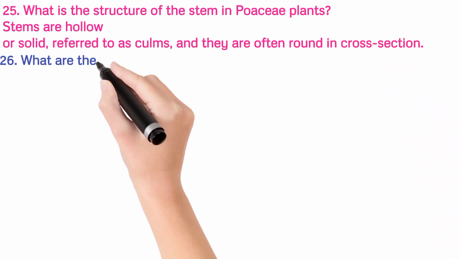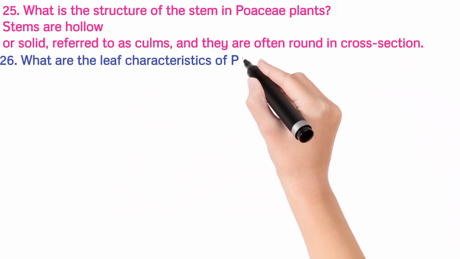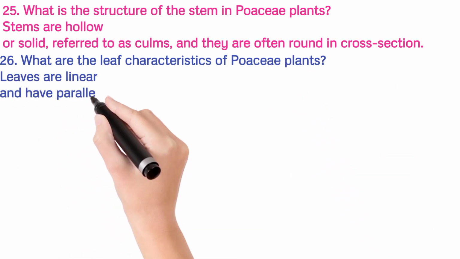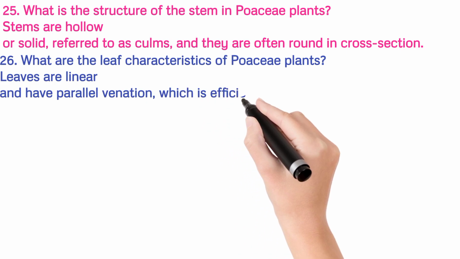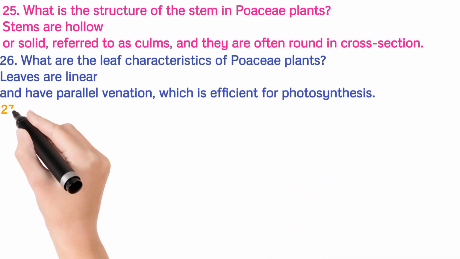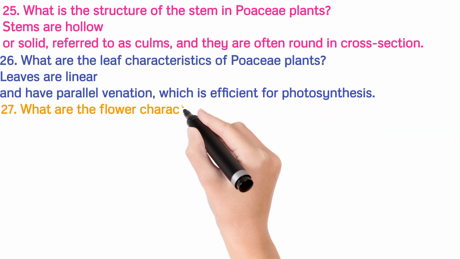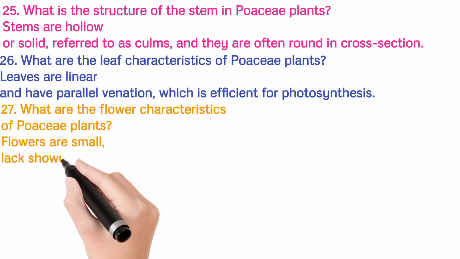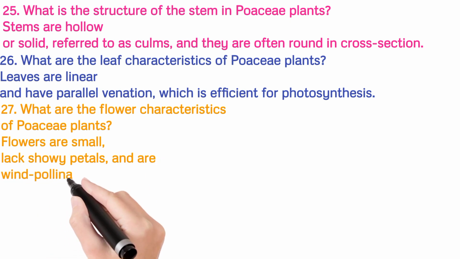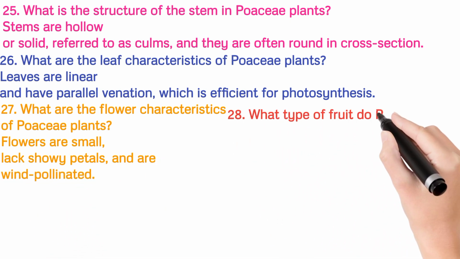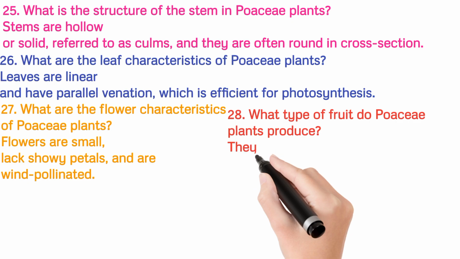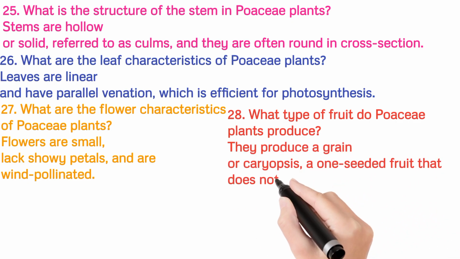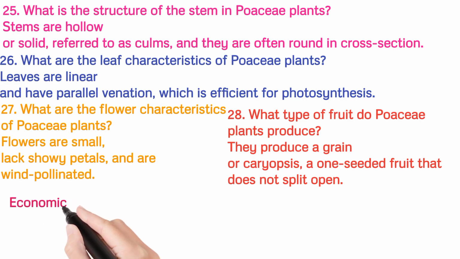26. What are the leaf characteristics of Poaceae plants? Leaves are linear and have parallel venation, which is efficient for photosynthesis. 27. What are the flower characteristics of Poaceae plants? Flowers are small, lack showy petals, and are wind-pollinated. 28. What type of fruit do Poaceae plants produce? They produce a grain or caryopsis, a one-seeded fruit that does not split open.